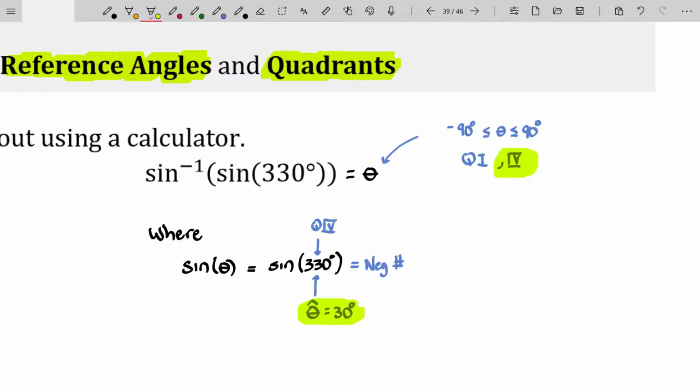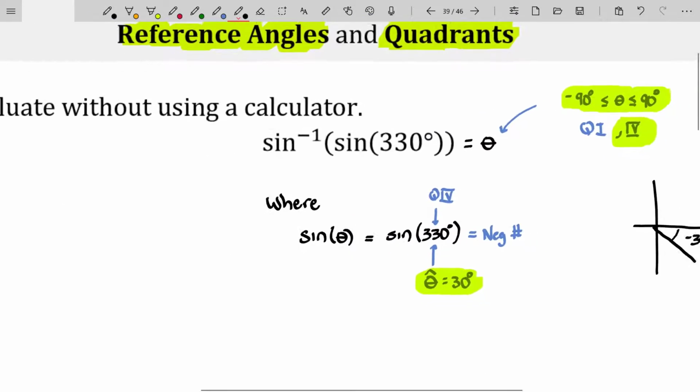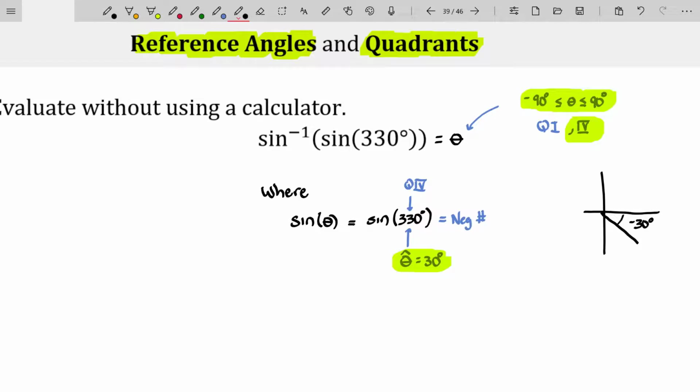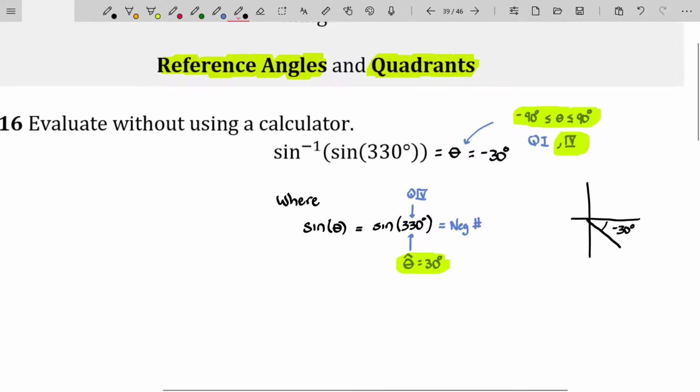Now I know our answer will be an angle between negative 90 degrees and positive 90 degrees. That angle will be in quadrant 4, and it will have a reference angle of 30 degrees, so the actual angle will be negative 30 degrees. So thus, the sine inverse of the sine of 330 degrees is going to be negative 30 degrees. There you go. That's how that problem is done.